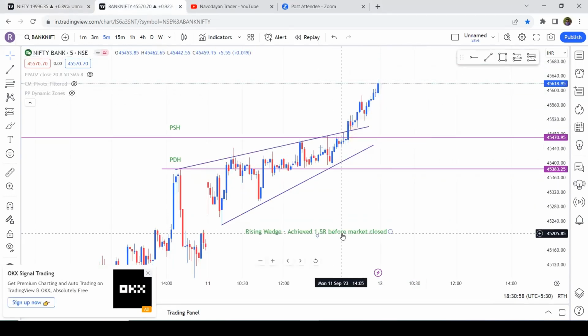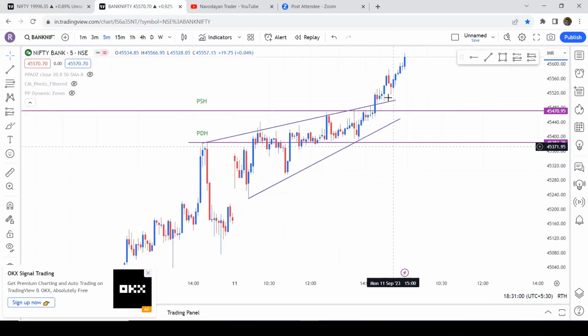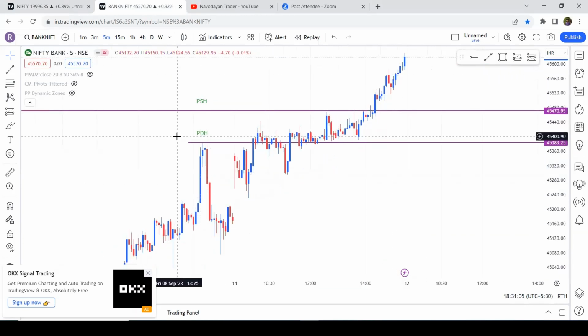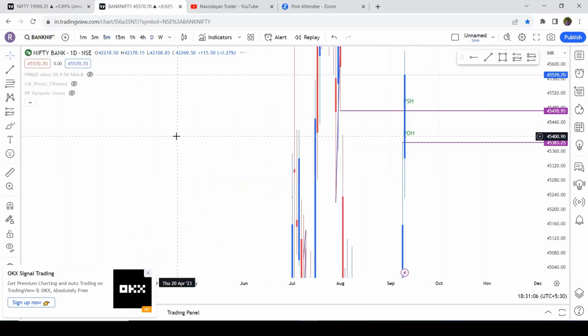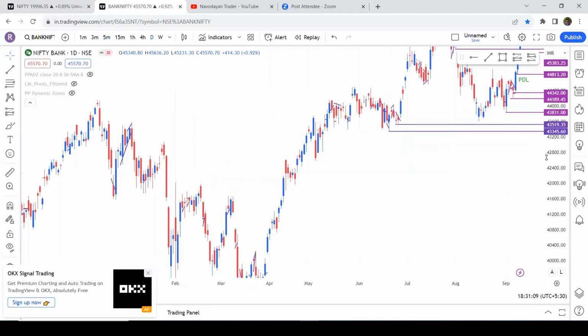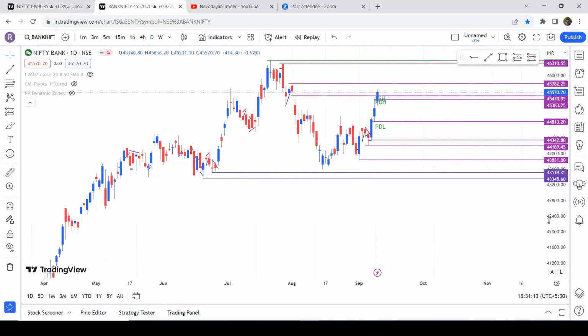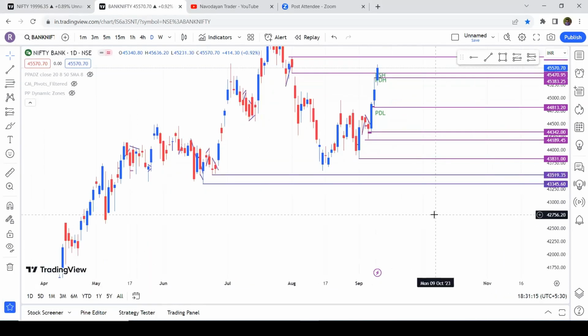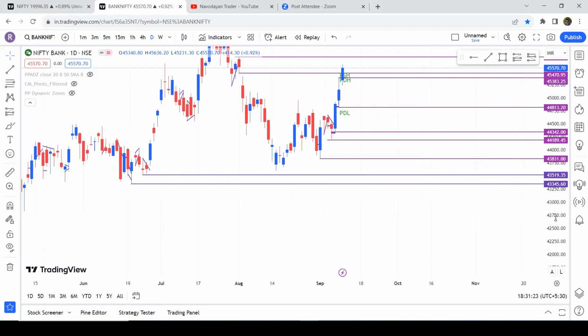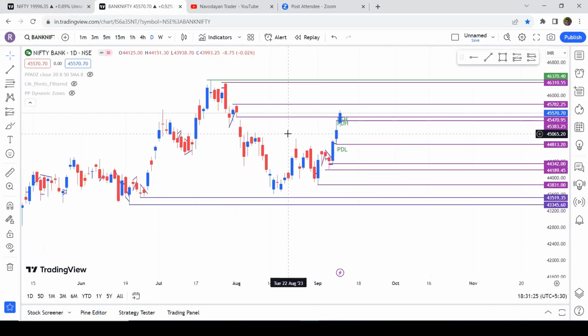So let's start with the marking of previous swing highs and lows for the current day. I always mark important levels on the 1 day time frame. A top down approach is used in this trading analysis, which is nothing but doing analysis from higher time frames to lower time frames. That's what we call the top down approach or top down analysis.